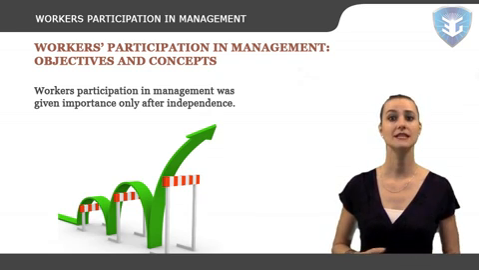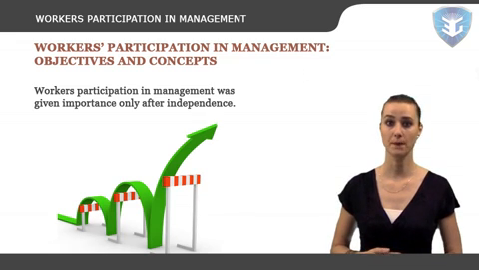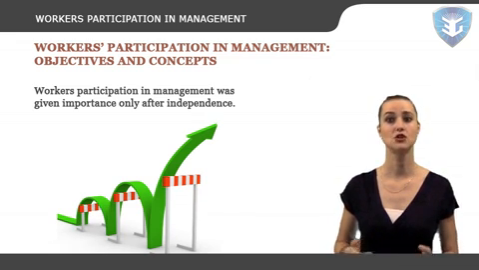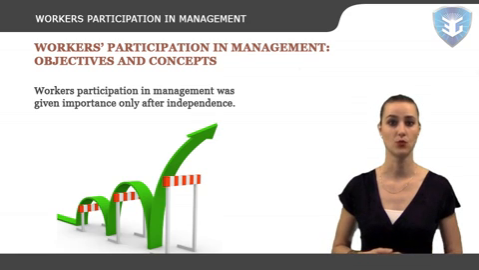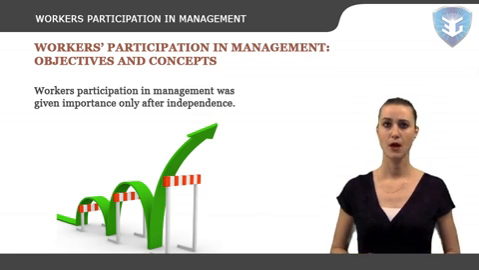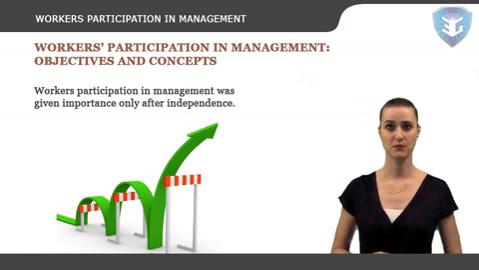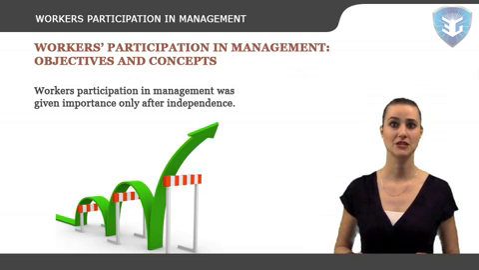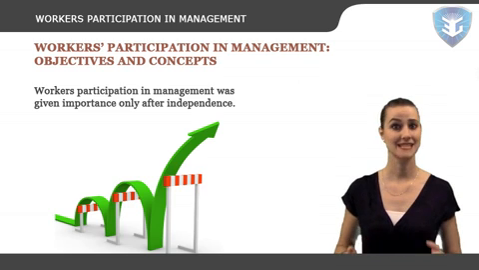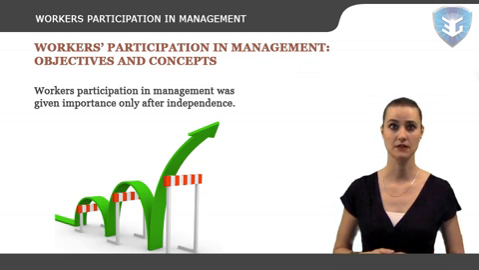Since July 1975, the two-tier participation model called Shop Council at the shop level and Joint Councils at the enterprise level were introduced. Based on the review and performance of previous schemes, a new scheme was formulated in 1983. The new scheme of workers' participation was applicable to all central public sector enterprises, except those specifically exempted.